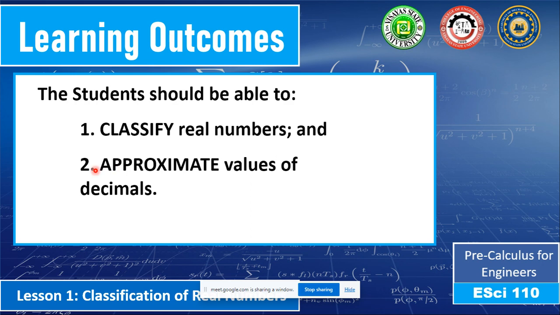And then as added knowledge, you'll also learn how to approximate values of decimals. Why is this included? Why is approximation important? If we're dealing with real numbers, especially irrational numbers that involve 5 or more, or maybe 100 decimal places, it would be very difficult to write it or to solve it. So therefore, we just need an approximate value.